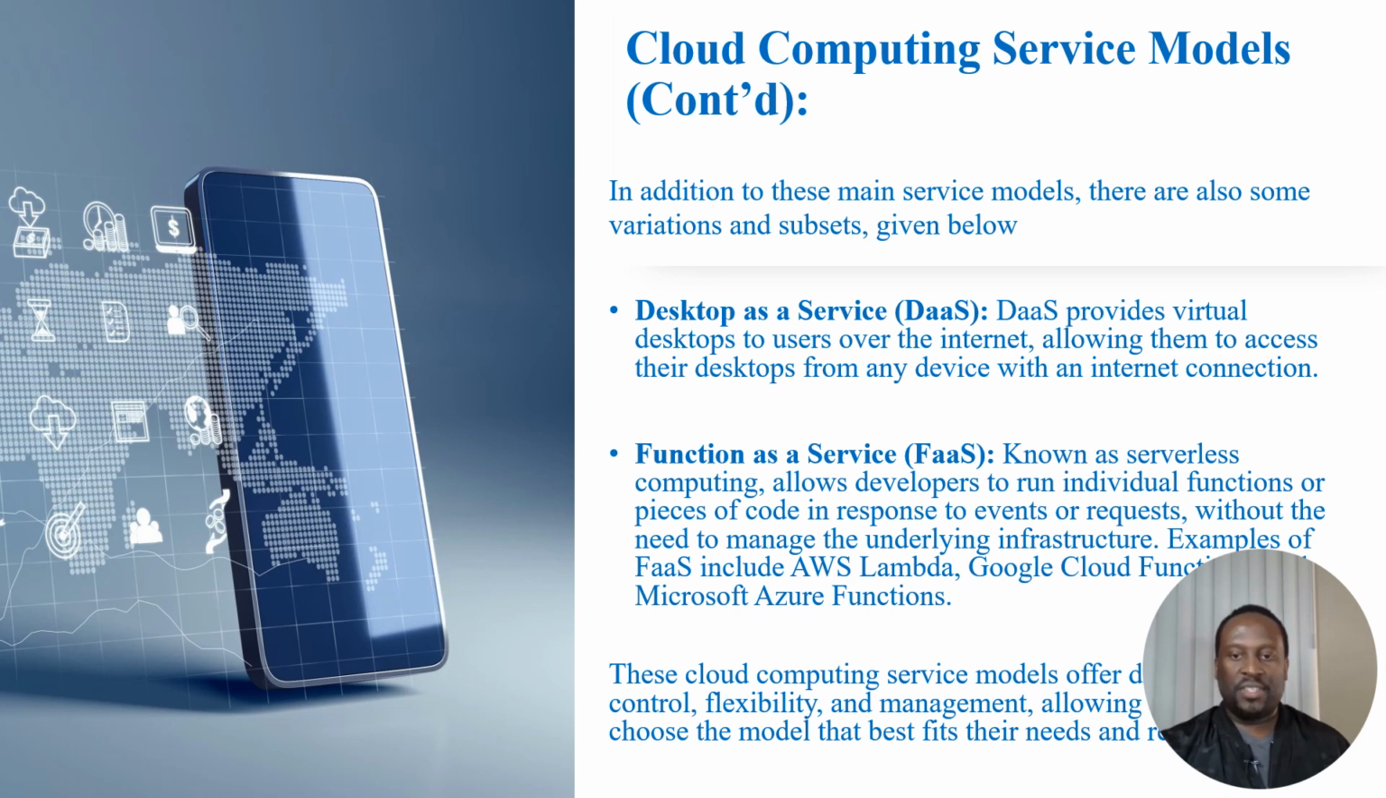In addition to these main service models, there are also some variations and subsets given below. We have desktop as a service. This is where the providers provide virtual desktops to users over the internet, allowing them to access their desktops from any device with an internet connection. We also have function as a service, which is known as serverless computing, and this allows developers to run individual functions or pieces of code in response to events or requests without the need to manage the underlying infrastructure.